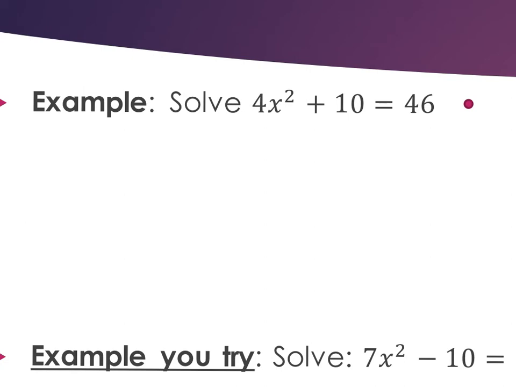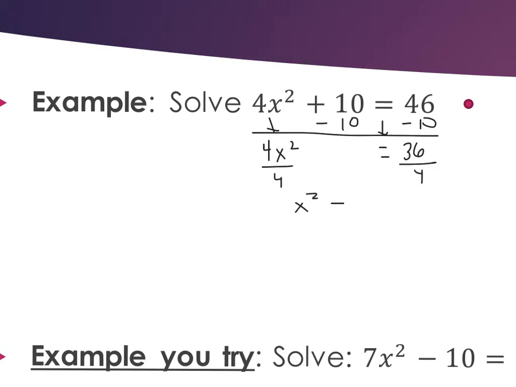When you solve these types of problems, I want you to think in terms of how do I isolate the x squared? Well, remember the first thing we'll do is subtract 10 on both sides. Drop down your 4x squared, your equal sign, and 46 take away 10 is 36. Next, we'll divide both sides by 4. We're left with x squared equals 9. And finally, remember, the opposite of squared is to take the square root. So we'll square root both sides. x equals plus or minus 3.